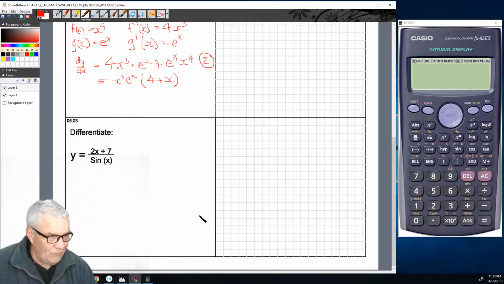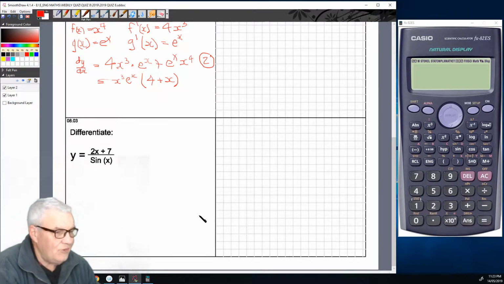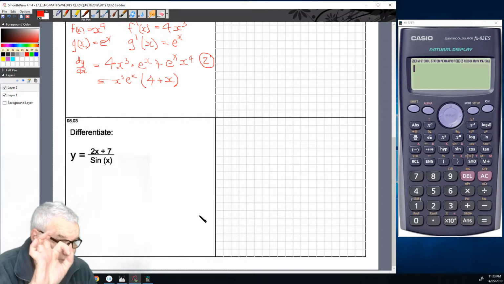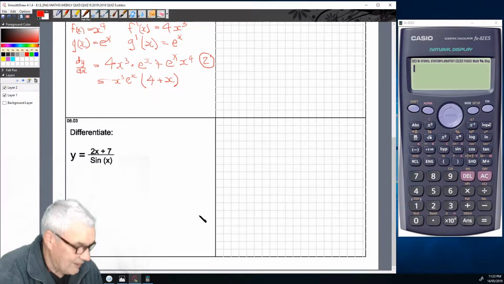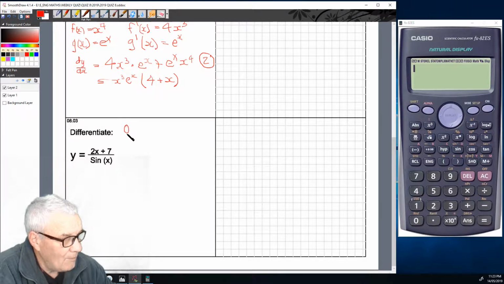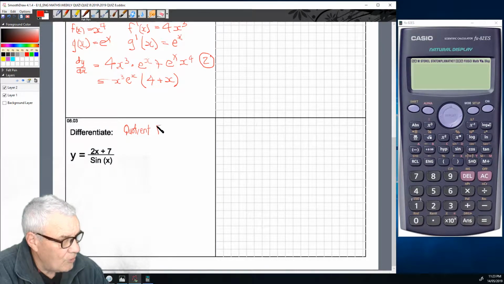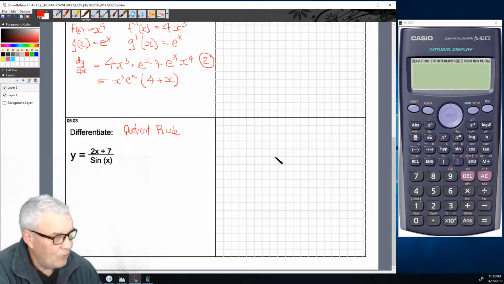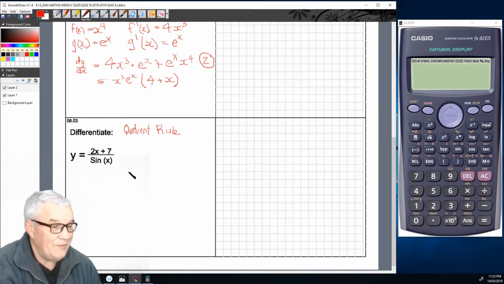Now, this one here, differentiate this one here. Now, this has got one function over the other, and it's like a fraction. So the thing that we use for those is called the quotient rule, because it's a quotient. Well, these are on your formula sheet, so you don't have to remember them. You just have to remember which one they are.